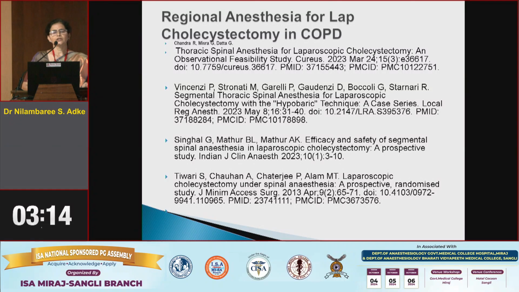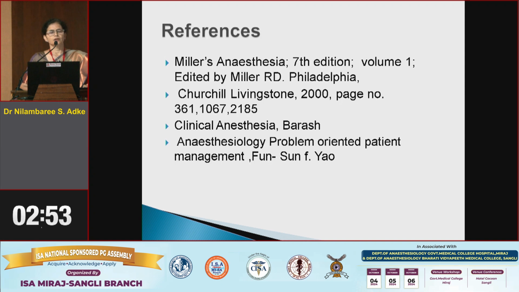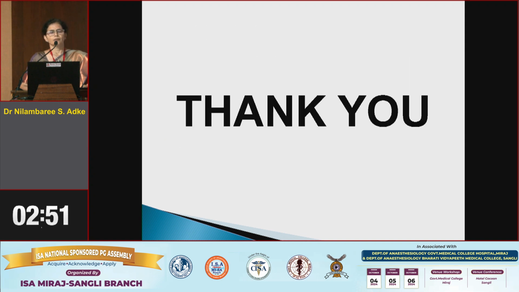So these are the various references which recommend regional anesthesia. Nowadays, in the last 2 to 4 years, these are the segmental thoracic spinal anesthesia studies. Post-op care with chest physiotherapy, suctioning and post-operative pain relief can be given to decrease respiratory complications. So these are our references.